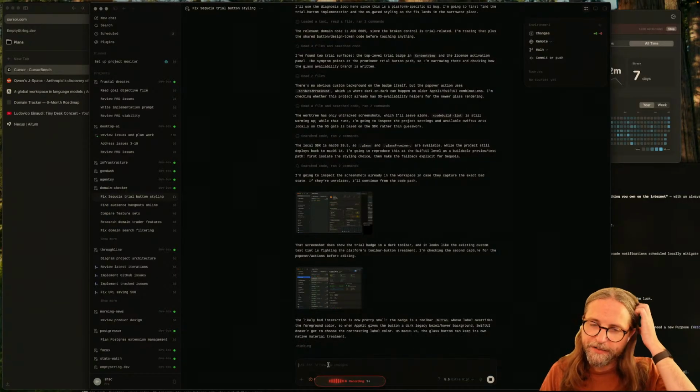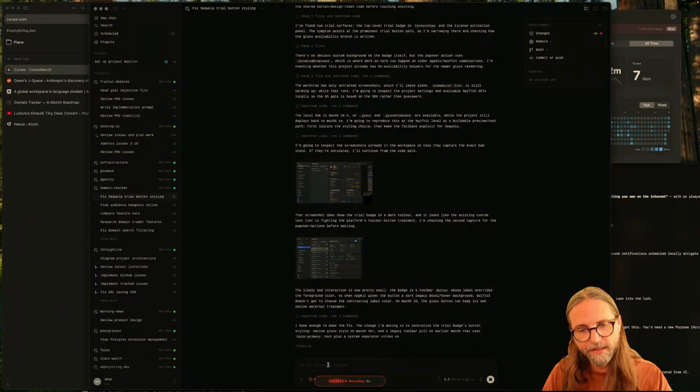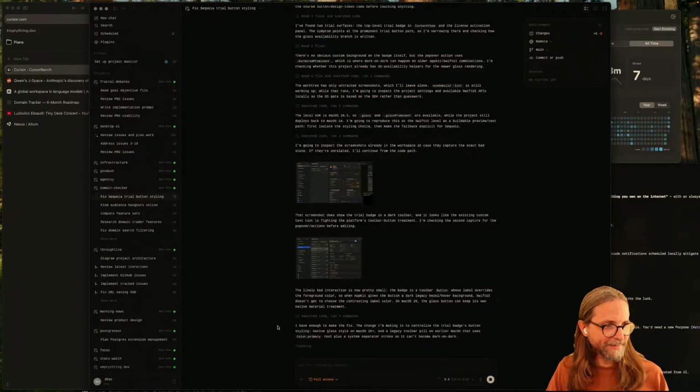Point being, it looks fine on Tahoe with the Liquid Glass theme, but it doesn't look great on Sequoia with the old theme. Oh, it's got it. Yeah, it knows.